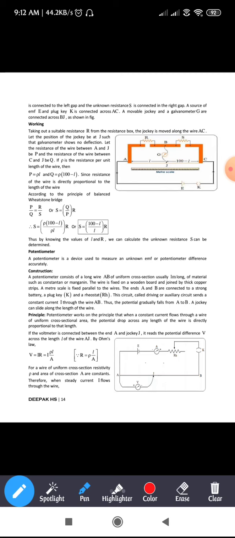According to the figure, the galvanometer is connected between B and J. From A to J the length is considered as L, and from J to C it is considered as 100 minus L. Since you know that it is a 1 meter scale, in terms of centimeters it is 100 centimeters, right? So if the length from A to J is L, obviously from J to C it should be 100 minus L. So this is the explanation of the figure.